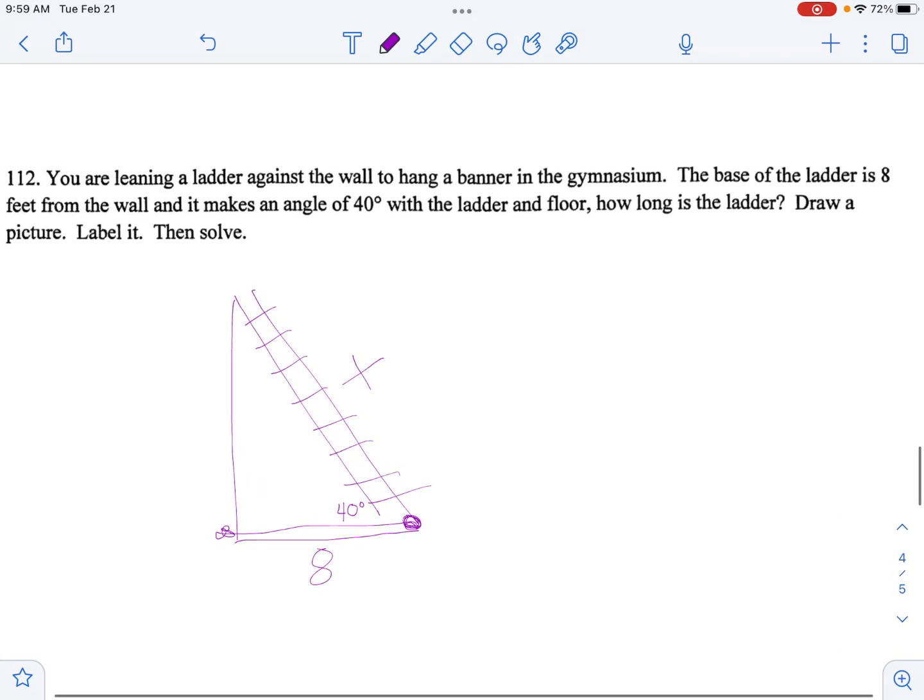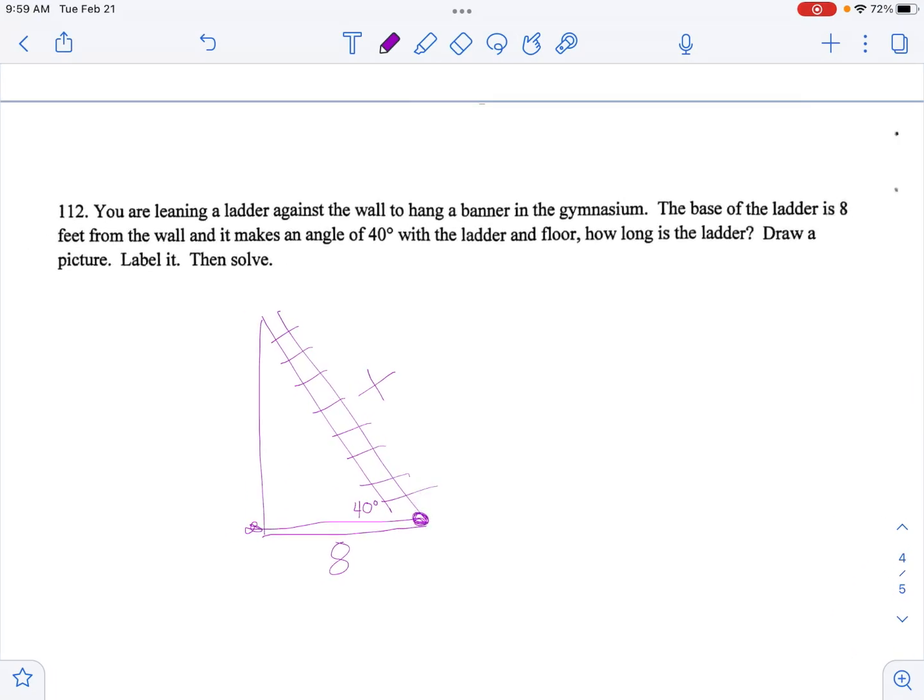So the ladder is our hypotenuse here. Draw a picture, done, label it, and then solve. So I've got it labeled. Now we are okay to solve it. So from this angle that they give us, the 40-degree angle, the 8 would be our adjacent side, and the x would be our hypotenuse.